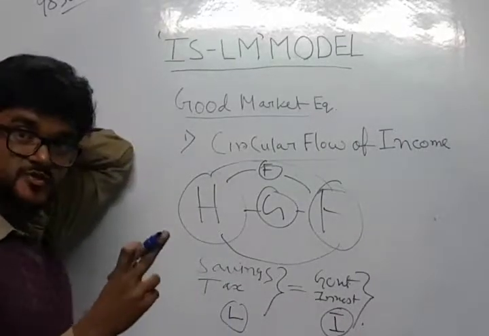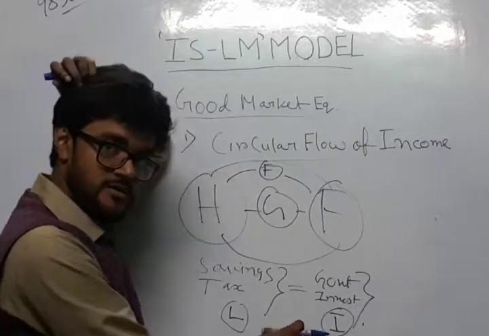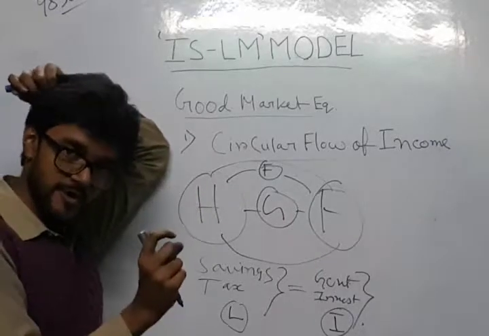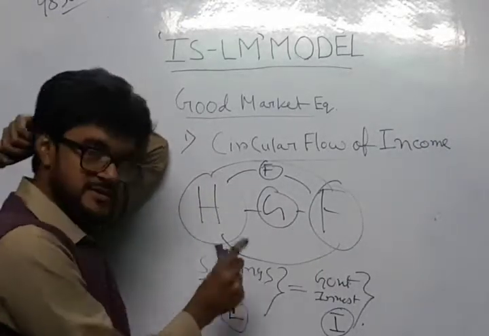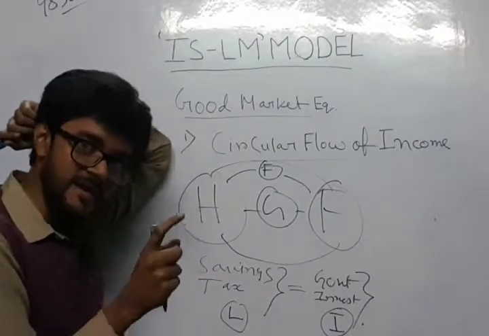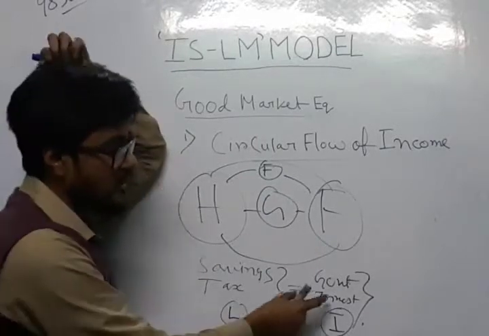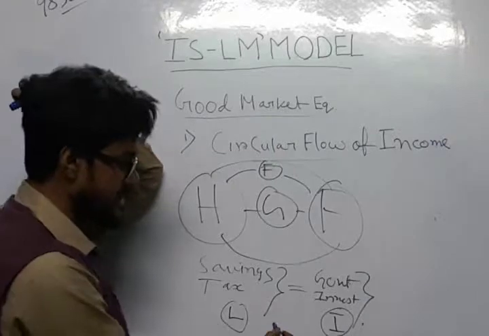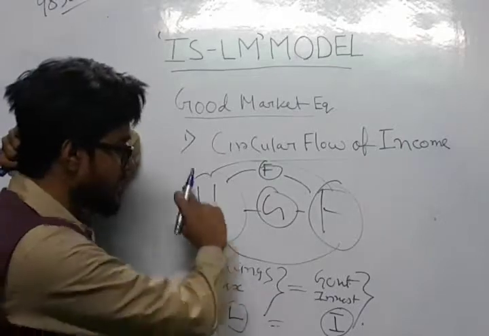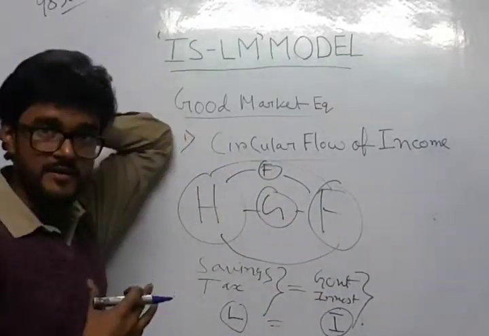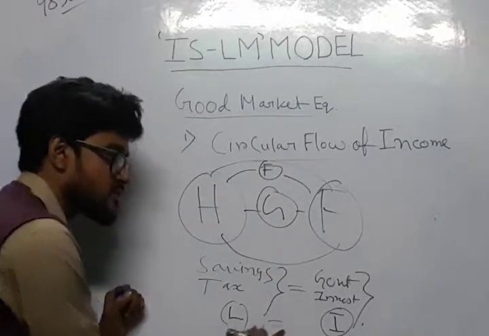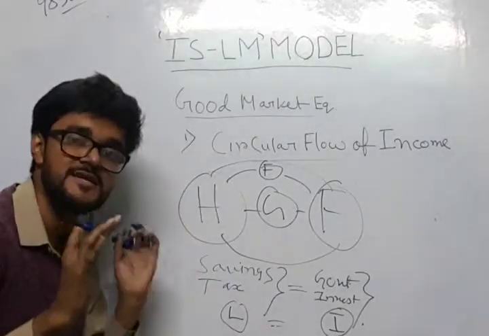Now leakage has to be matched with injection. The part of income which is getting reduced, which is getting leaked from the economy due to T or the savings component, has to be compensated, or injected, by an equal amount of investment or government expenditure. Then we say leakage is equal to injection. When leakage is equal to injection, we say the commodity market, or the goods market, is in equilibrium. So our point is: when leakage is equal to injection, the goods market is in equilibrium.